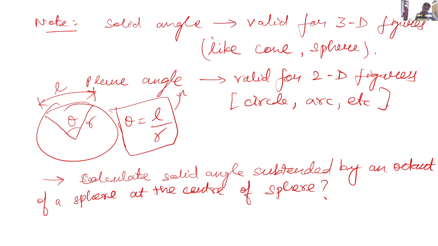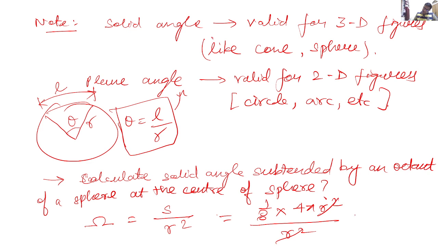So it's very straightforward. The solid angle is nothing but the area by the radial distance square, and the area is 1/8 of the surface area. The total surface area is 4 pi r square, we know that very well, by r square. So it will come out to be pi by 2 steradian for this case.